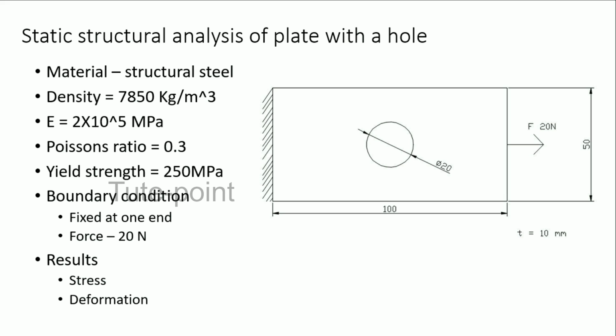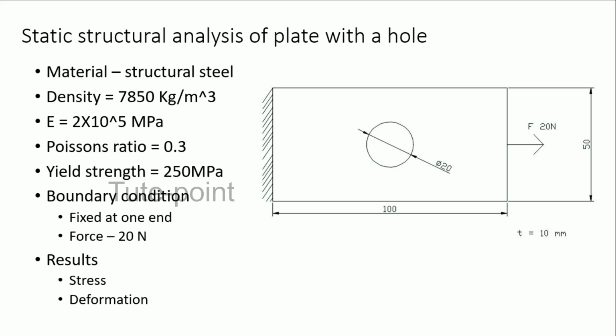With density 7,850 kg per meter cube, Young's modulus of 2 × 10 raised to 5 megapascal, Poisson's ratio of 0.3, and yield strength of 250 megapascal. And the boundary conditions include fixing one end of the plate and applying a tensile load on the other end with a magnitude of 20 Newton. And the results that we want to find in this condition are stress and deformation.